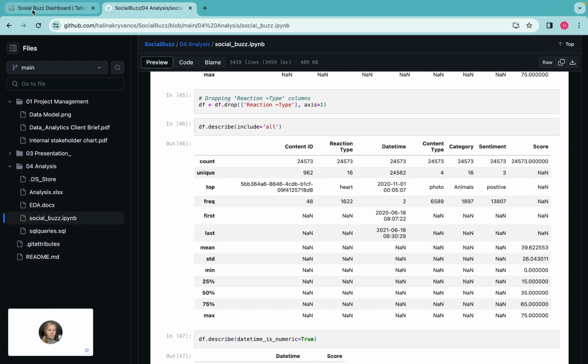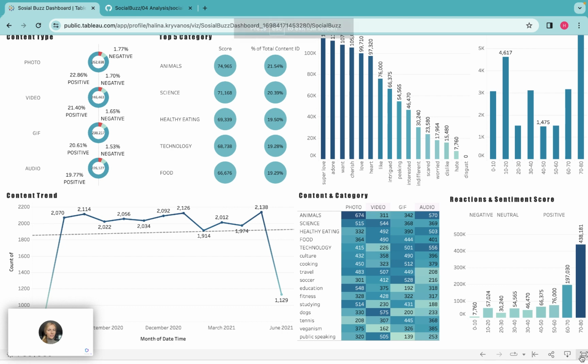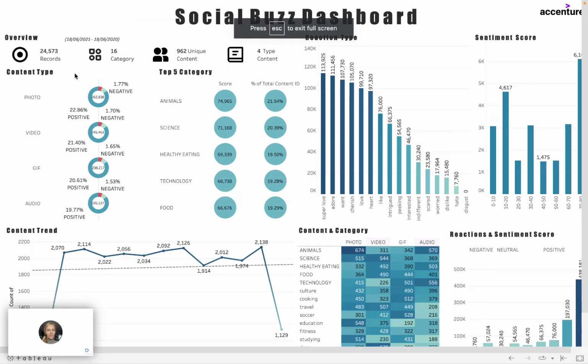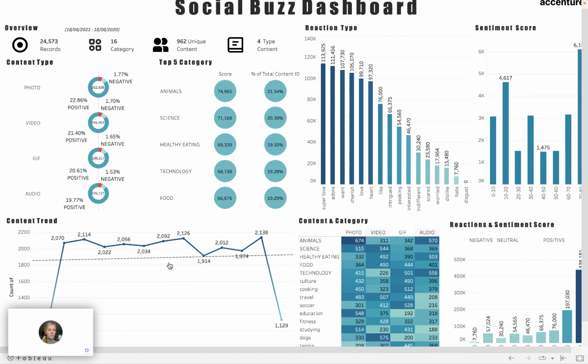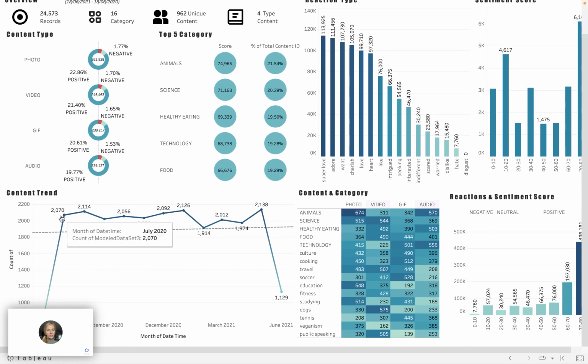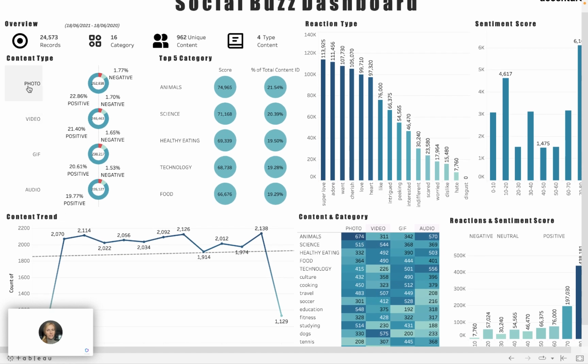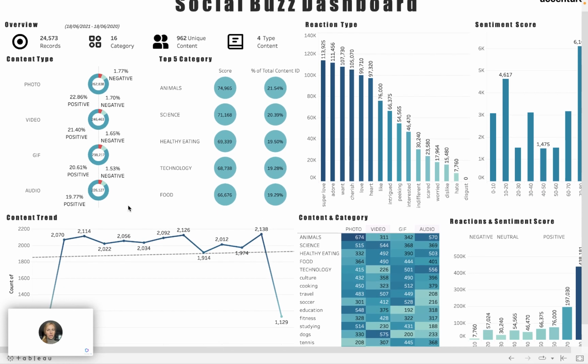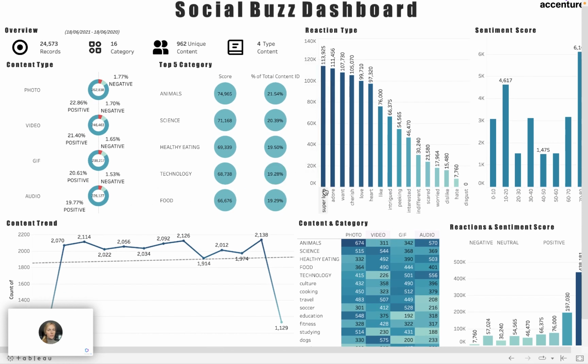Data visualization. As we can see, the final dataset contains a comprehensive collection of social media data with 24,573 unique values spanning from June 18, 2020 to June 18, 2021. The content analysis reveals that photos are the most prevalent type of content, accounting for 86% positive reactions, while video content is relatively less common, representing 40% positive reactions. In terms of reaction types, the heart reaction is the most commonly used by people, followed by scared and peeking.